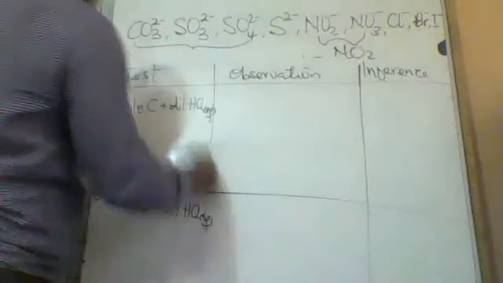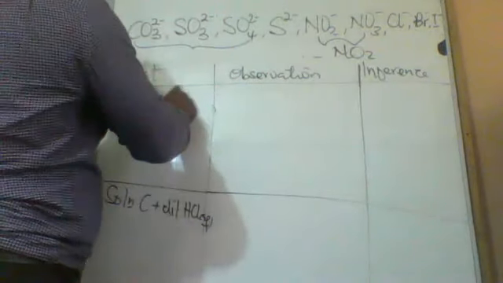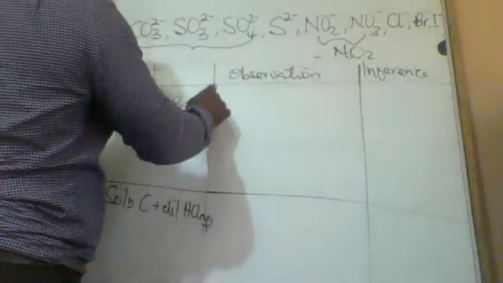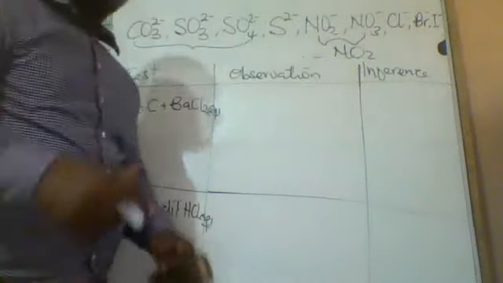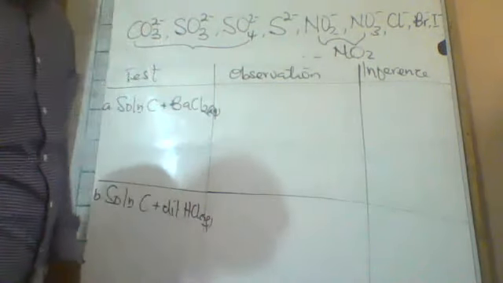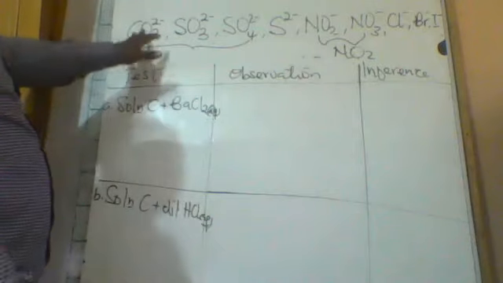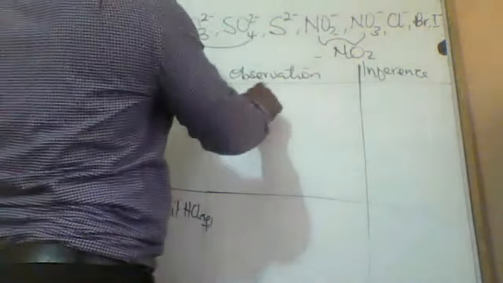Now, in testing for those ions, we add barium chloride solution or barium nitrate. Barium chloride or barium nitrate, any solution with barium in it. If these ions are there, you are going to get white PPT.